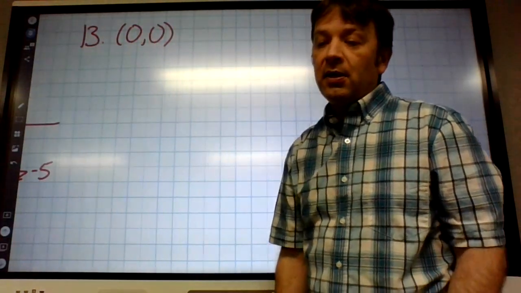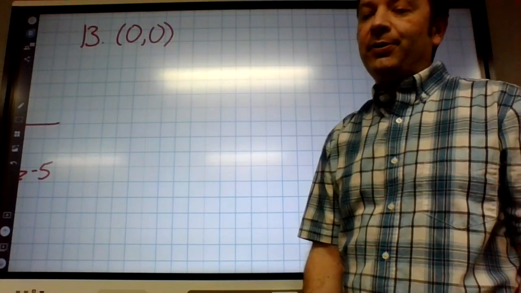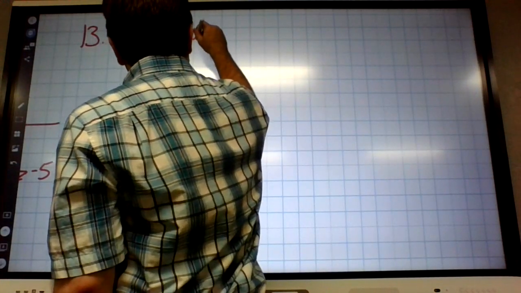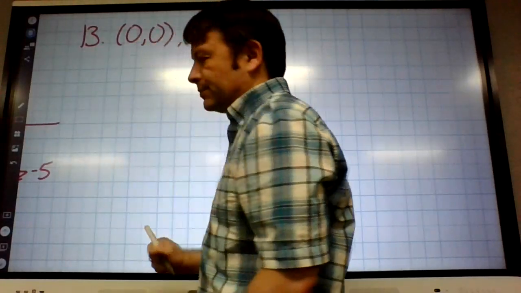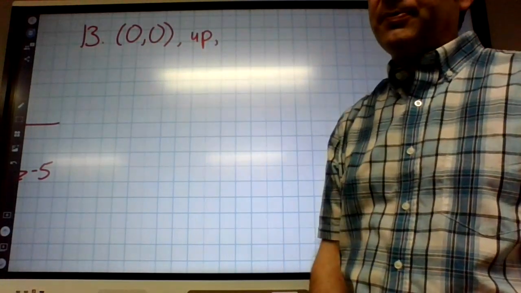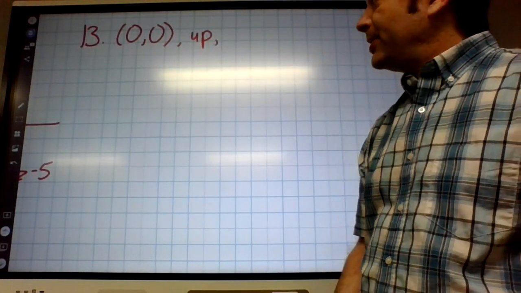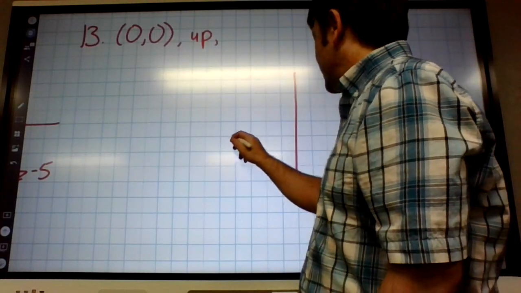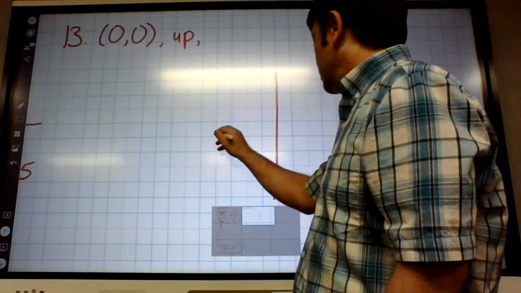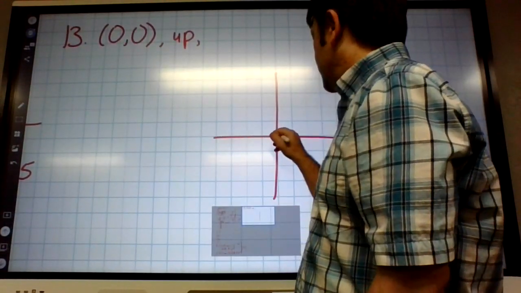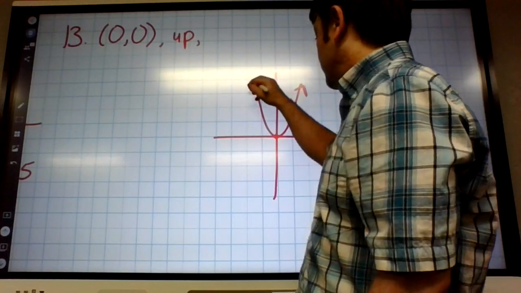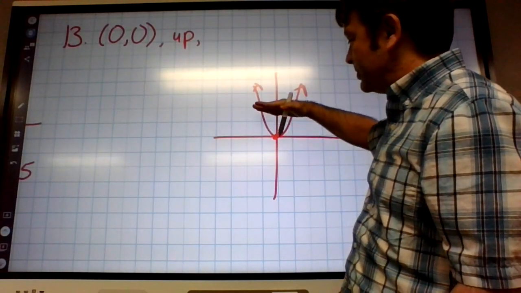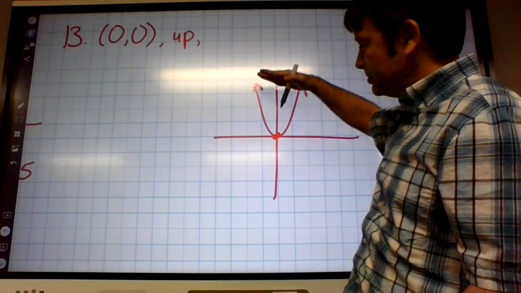Is it going to open up or down? Upward. How do you know it's going up? It's a positive x squared, a positive 5x squared. It's going to open up. The range: why is the range y is greater than or equal to 0? Because the vertex is at 0, 0 and it's going up, right? So that means the range is y is greater than or equal to 0.